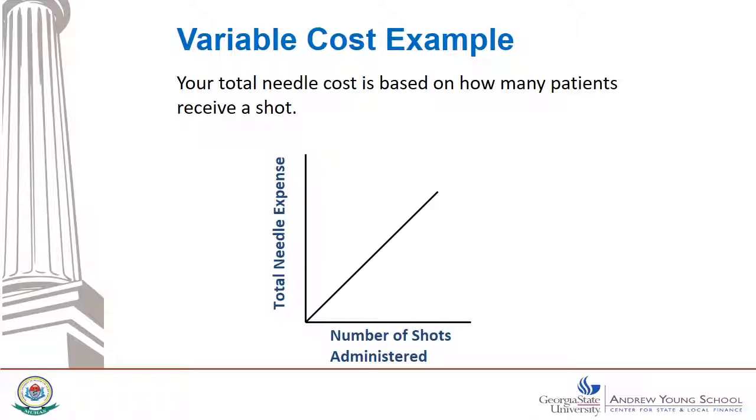In summary, managers gain valuable insights into their business and services by considering cost behavior and how changes can impact the costs of services.